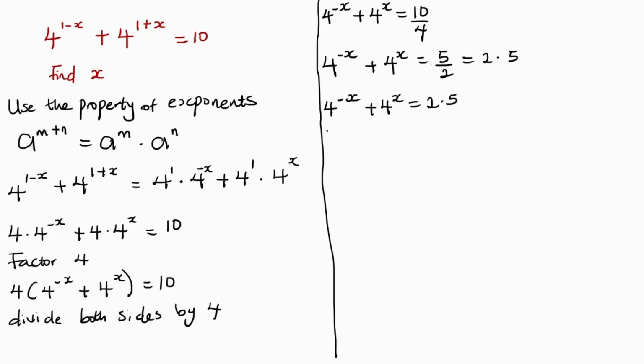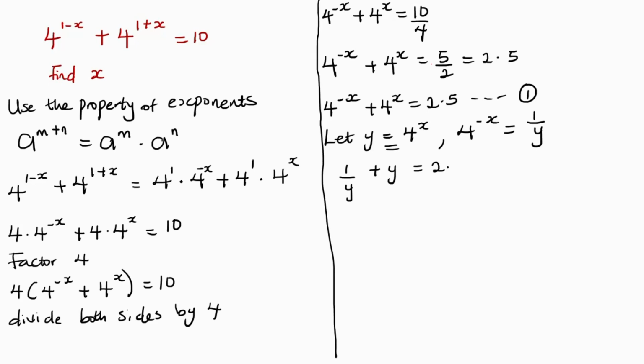So the next thing we want to do is to say, let y be equal to 4 power x. Now if y is equal to 4 power x, and we have 4 raised to the power of negative x, then this is going to become 1 over y. So we input this into this equation, which we call equation 1. Now this is going to become 1 over y plus y is equal to 2.5.